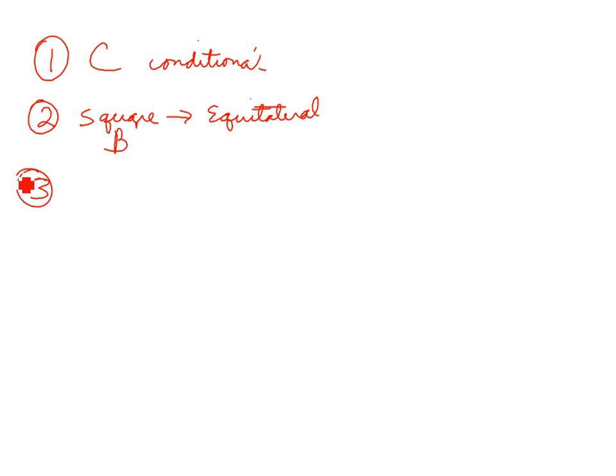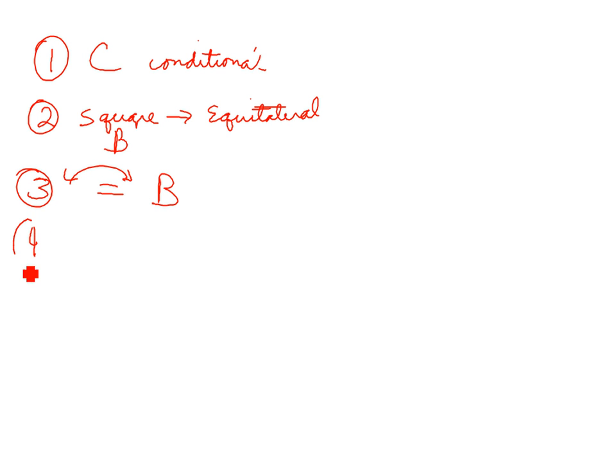Number 3, which statement shows the symmetric property of equality? Remember, symmetric's just where it's got two things on the equal sign and it flips them around. So as I'm looking at this, that looks like B is the symmetric property.